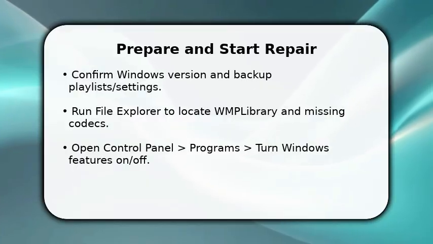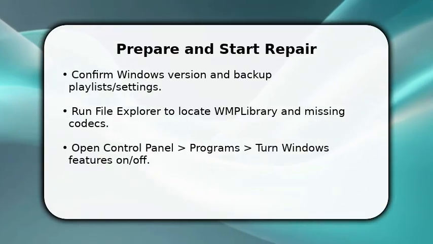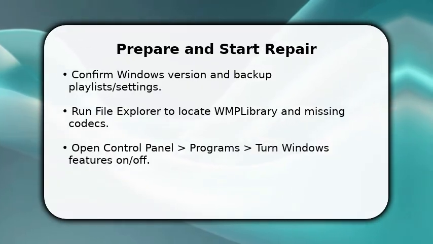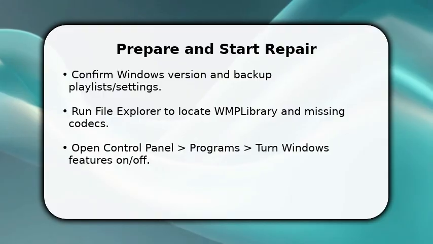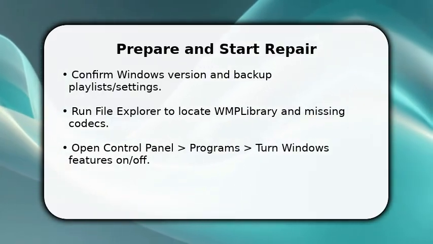You'll begin by confirming your Windows build and backing up playlists so nothing is lost. Once done, close Media Player and stop the WMP service if running. This frees locked files. Then check for missing codecs by trying to open a known file and note the error.